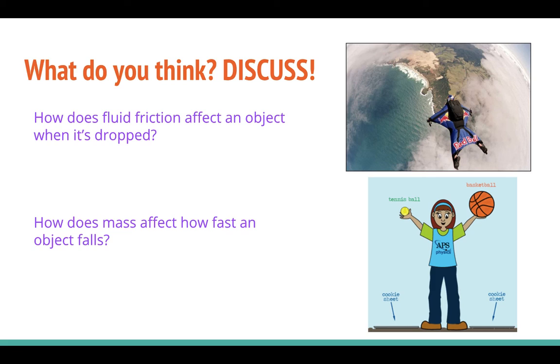If we were to remove all of that air, and it was in a vacuum, then they would fall at the same rate. So the thing that's affecting objects on Earth, why they fall at different rates, has to do with fluid friction.